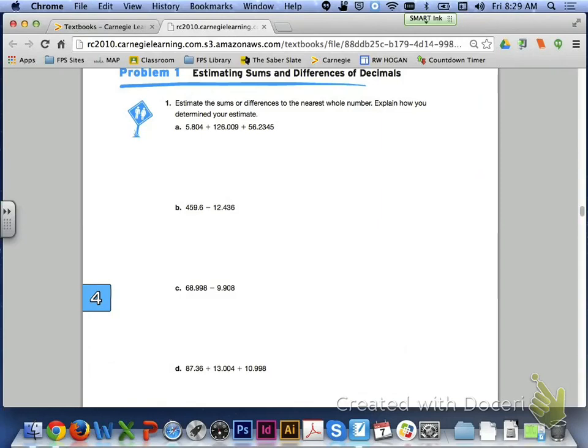Let's take a look at problem 1 on page 258. What we need to do for number 1 is estimate the sums or differences to the nearest whole number, and then explain how we determined our estimate. Very much like with benchmark decimals in an earlier lesson, your explanation is just going to be the whole number that you rounded to. So take a look at the decimals, rounded to the nearest whole number. That will be your explanation to help you determine your estimate. So go ahead and do letters A, B, C, and D with your group members.